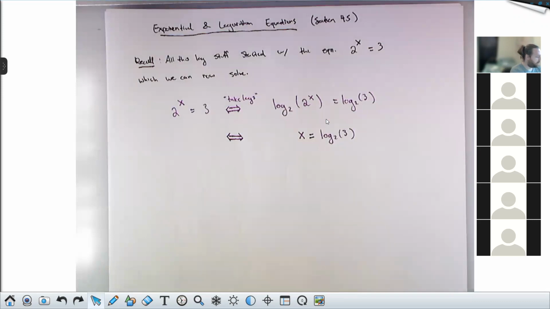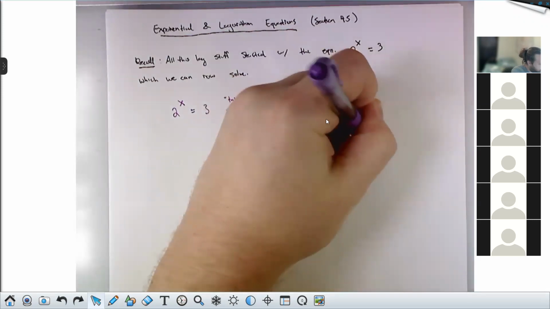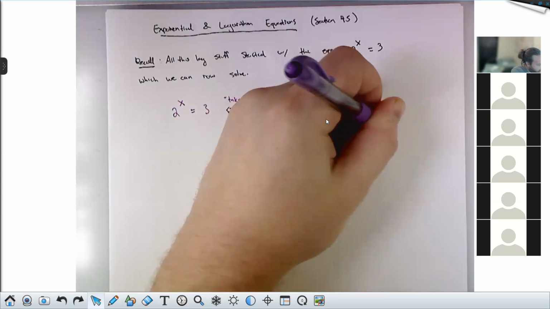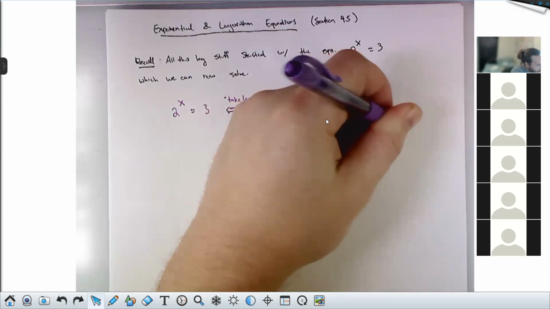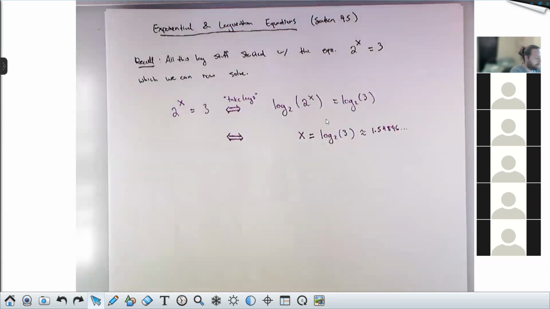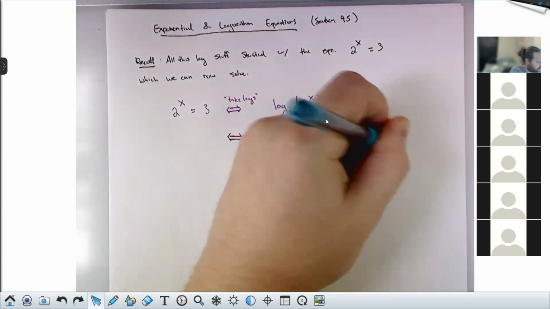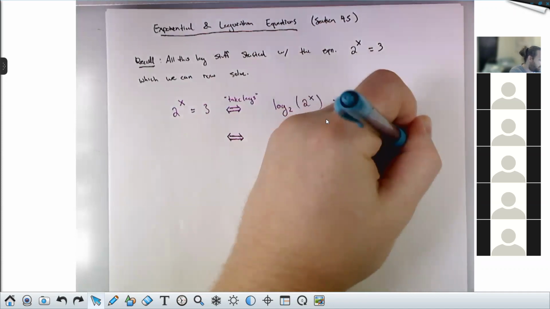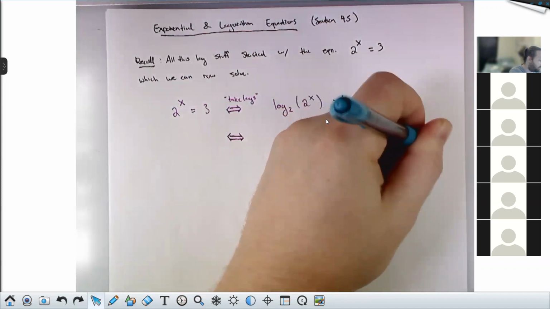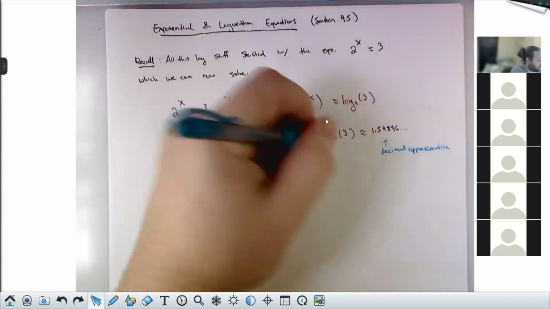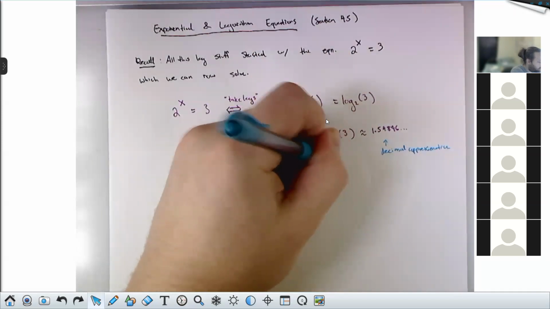And this is that number that I wrote down for you. This is that 1.54896, blah, blah, blah. We would refer to this as the approximate solution. This is the decimal approximation. And this is the exact solution.